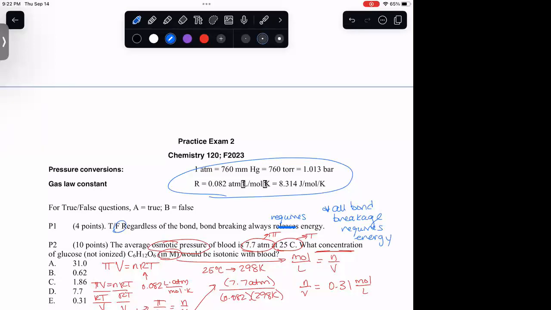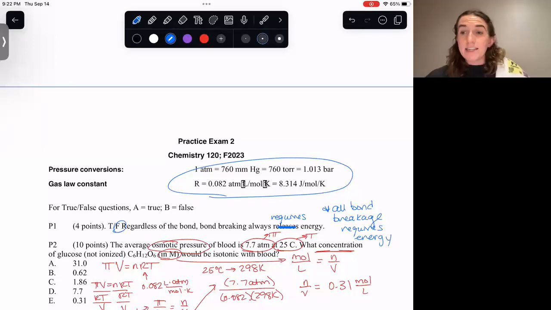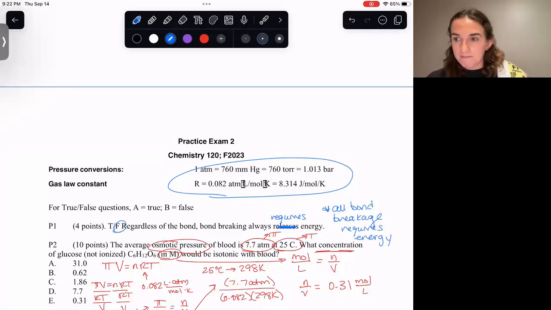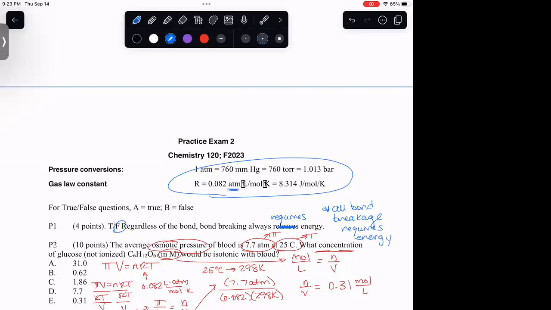So does pi always need to be in atmospheres? Yes. Yep. In atmospheres, it has to be in atm, so it has to match the R constant given. Could you explain number 4 on the practice exam?